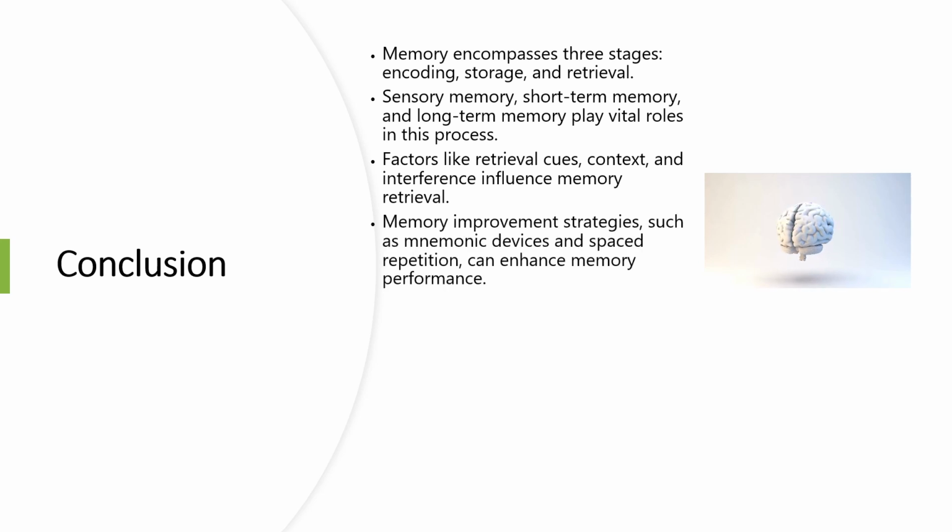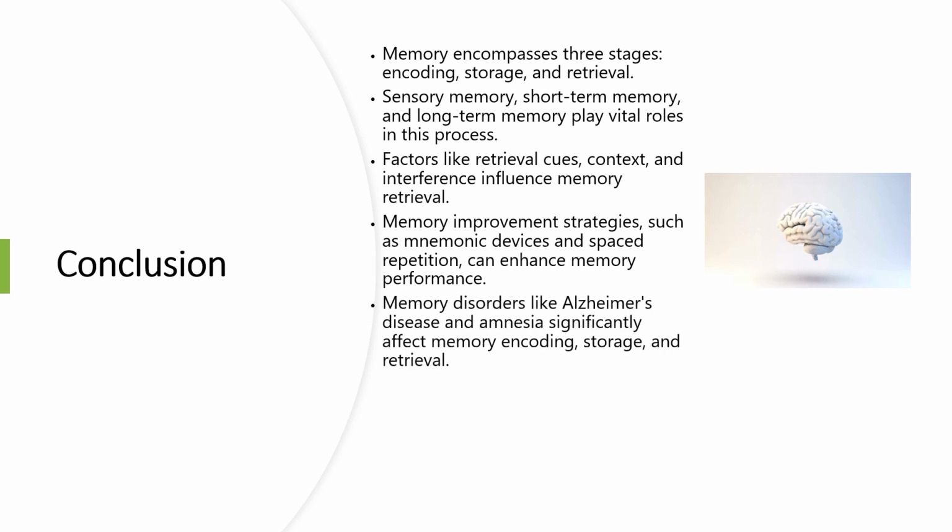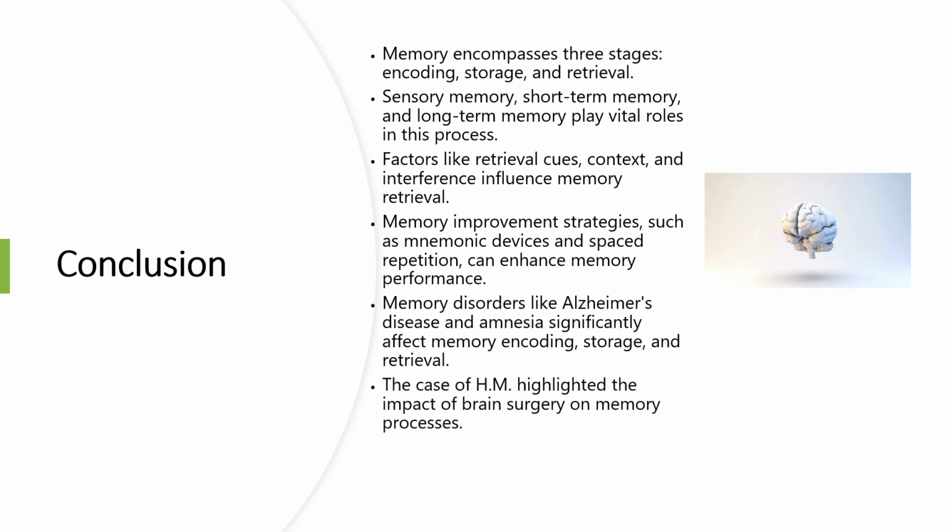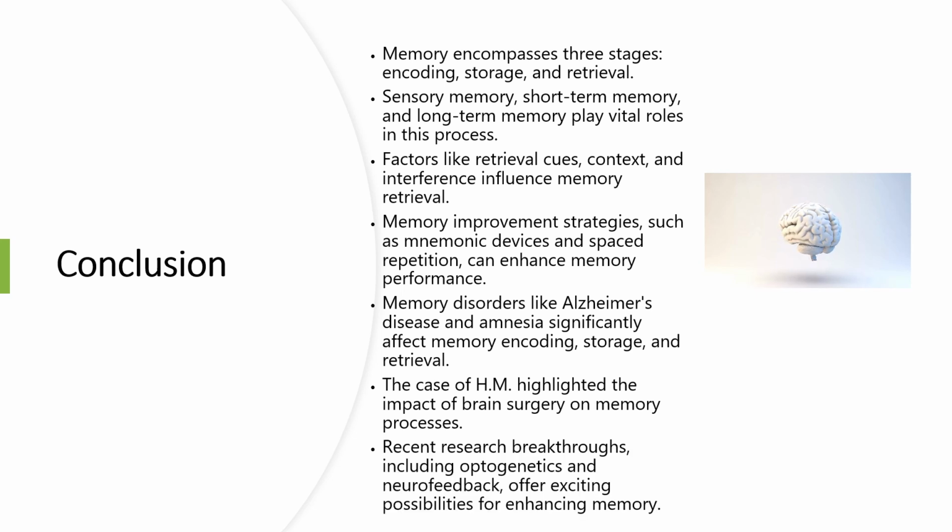Memory improvement strategies such as mnemonic devices and spaced repetition can enhance memory performance. Memory disorders like Alzheimer's disease and amnesia significantly affect memory encoding, storage, and retrieval. The case of HM highlights the impact of brain surgery on memory processes. And recent research breakthroughs, including optogenetics and neurofeedback, offer exciting possibilities for enhancing memory.